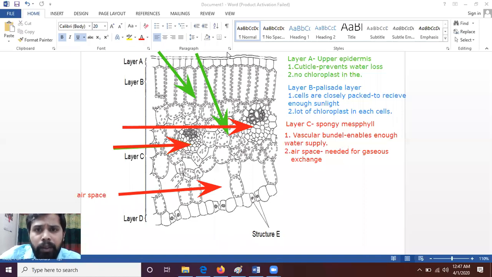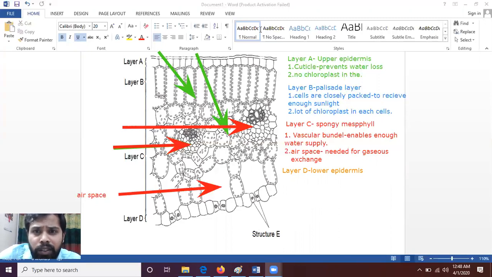Now let's go for layer D. So your layer D is called basically the lower epidermis. This is your lower epidermis, the last layer of a leaf. There is not much we have to talk about the lower epidermis. The main feature of the lower epidermis is it contains stomata basically. So stomata, I have marked structure E. We'll be talking about stomata now.